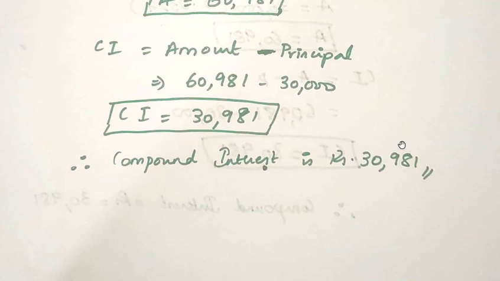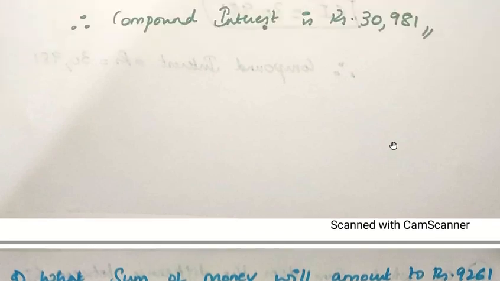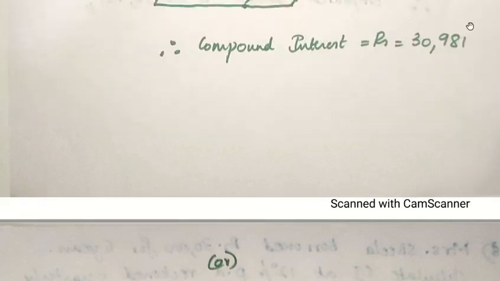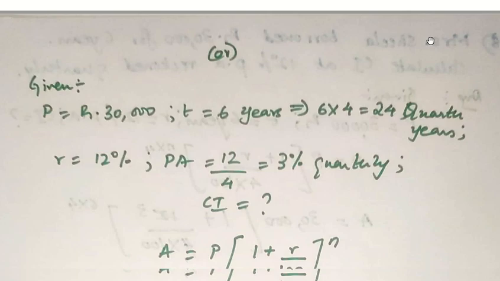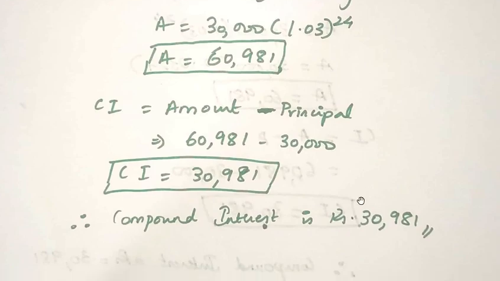By both the methods you get the same answer, which is 30,981. So your compound interest is 30,981. So in your previous method also, if you see, you've got 30,981, and in the current method also your compound interest is equal to rupees 30,981.